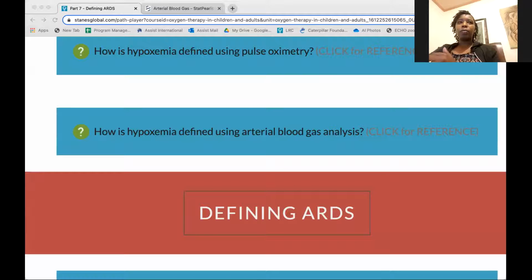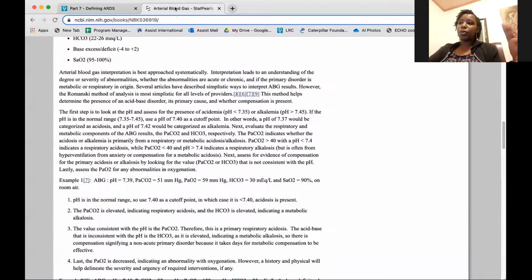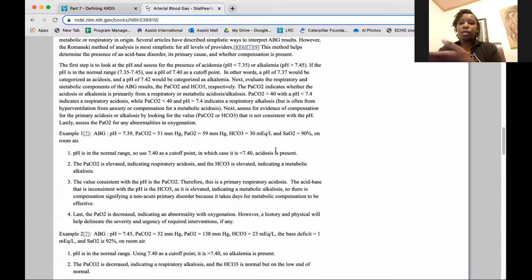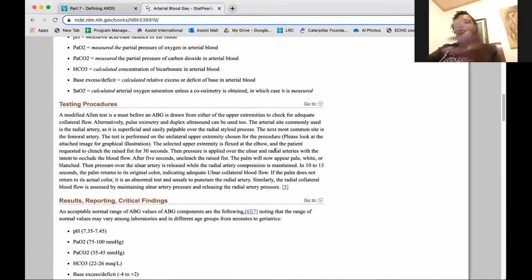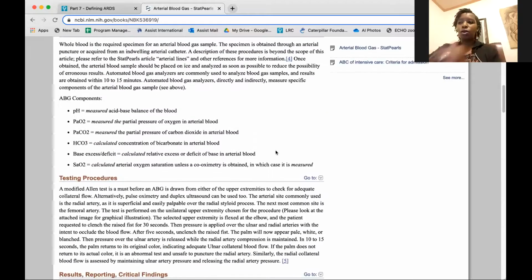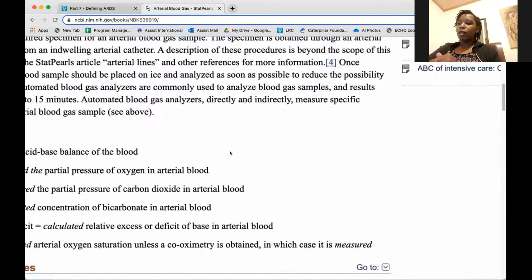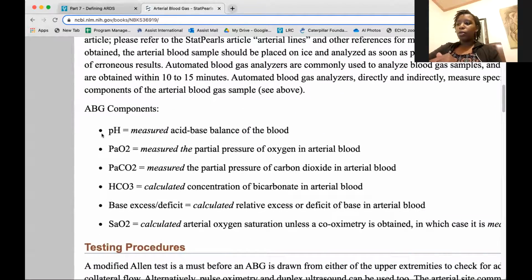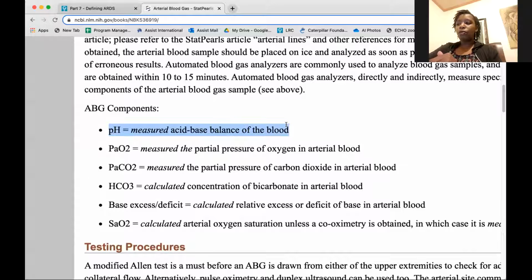The first thing you will notice in a BGA machine is the pH. The pH will tell you if the patient is having an acid-base imbalance, so whether the patient is tipping towards acidosis or alkalosis. Then the other parameter you'll be able to see is the partial pressure of oxygen.